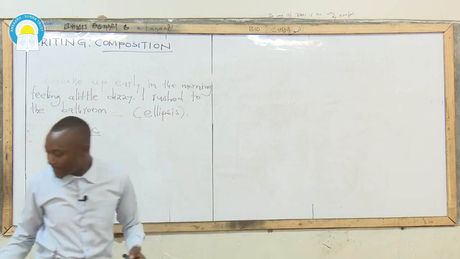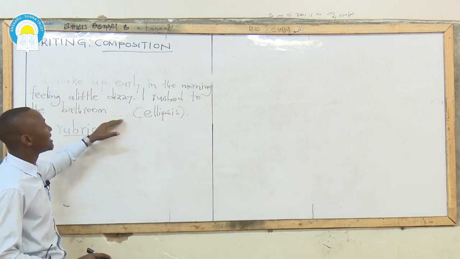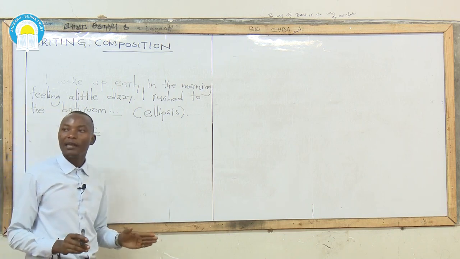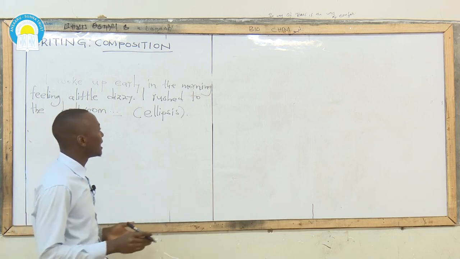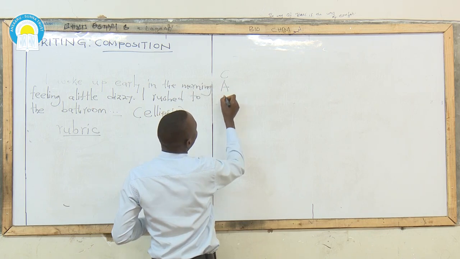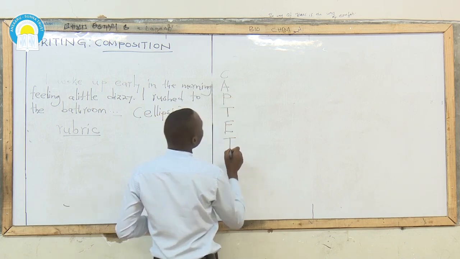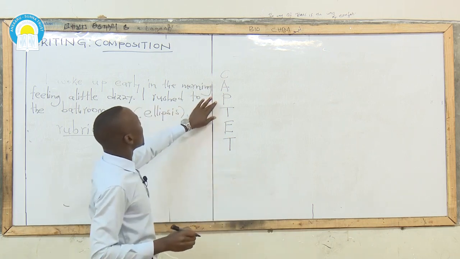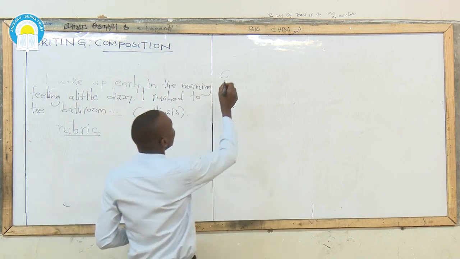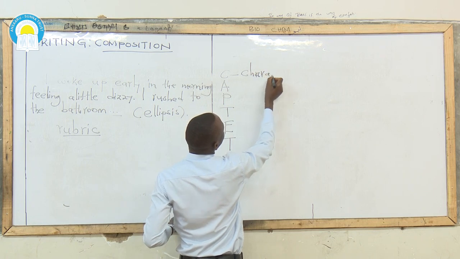We have the CAPTET acronym that can help the learner to actually break this down into a simpler way and be able to write a very, very interesting composition. So we have the CAPTET acronym. I want you to know this, students, that the letter C here stands for character or characters.